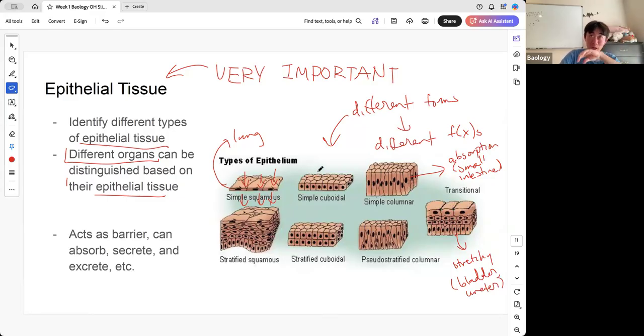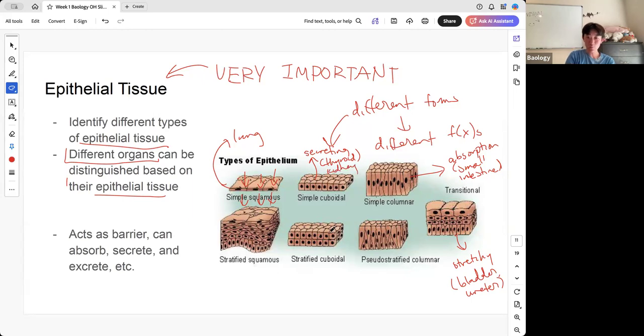Simple cuboidal, I would say, is generally found where you need to be secreting things. For example, the thyroid, which is an endocrine gland that makes thyroid hormone. Because it's secreting this hormone, it needs this type of epithelial tissue, so this is specialized for secreting. It's also found in the tubules of the kidney, because the kidney tubules need to secrete waste products into the urine. Let me write that down too.